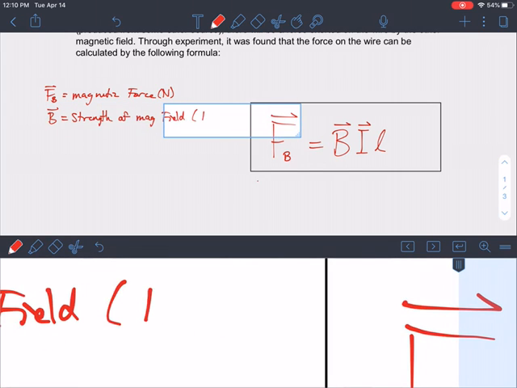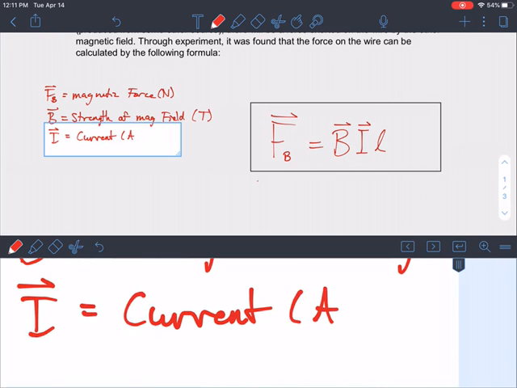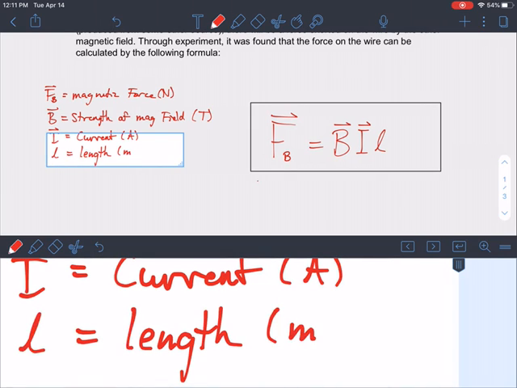Okay, and this is in, like we just said, Teslas. And we've talked about the other ones. I is current, that's measured in amps. And the last one, L, is length. How long is this wire? And so that's in meters, length of the wire.